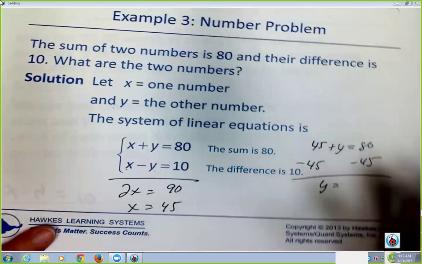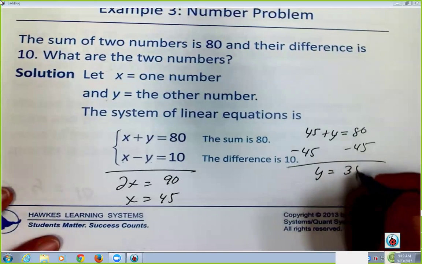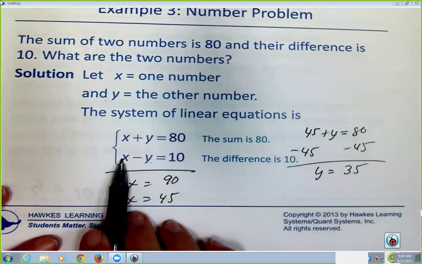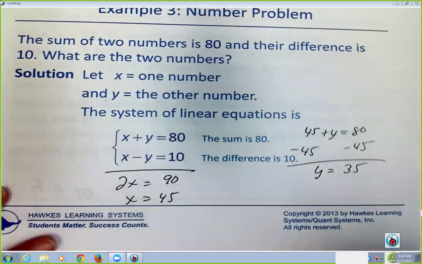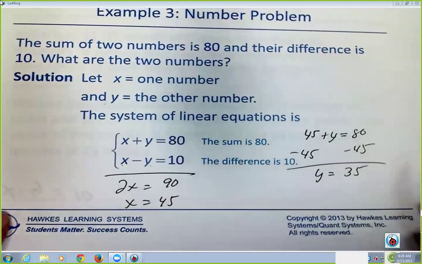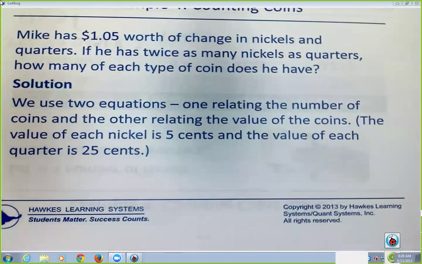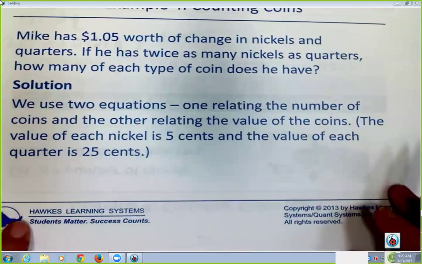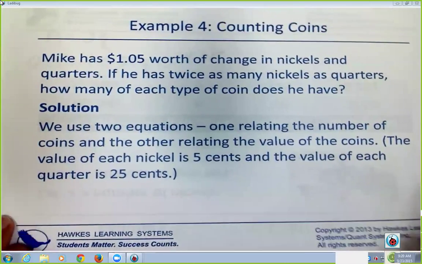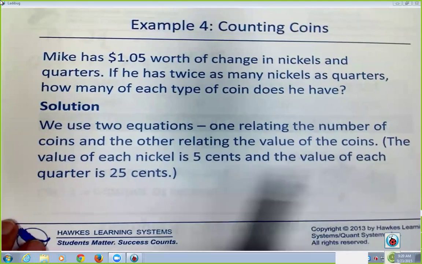And we will find out that y is equal to 35. And sure enough, 45 minus 35 is 10. So I've got my two solutions in there for that one. Okay. Counting coins. And again, we will have more of these in your sheet.